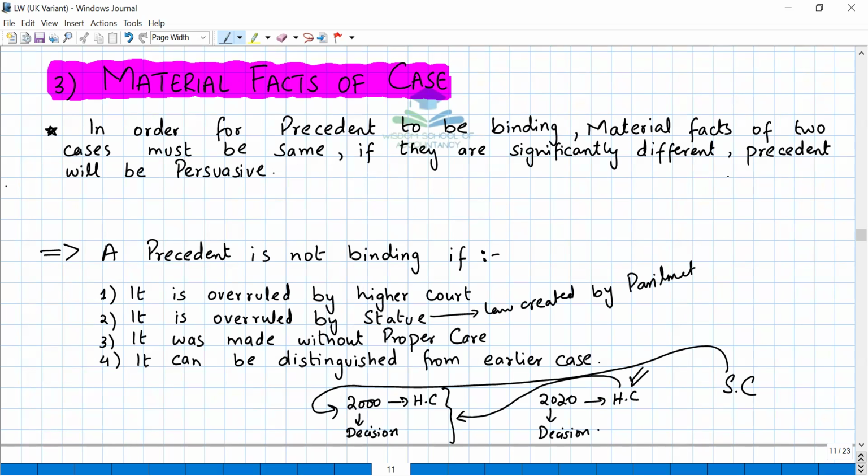Now this thing is very subjective, whether the material facts of the cases are the same or whether they are different. It's very difficult to assess, but you have to assess that in order to consider whether the previous judge's decision should be followed or not. Okay, clear?